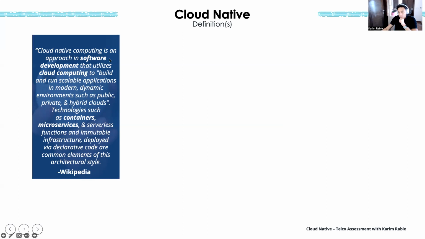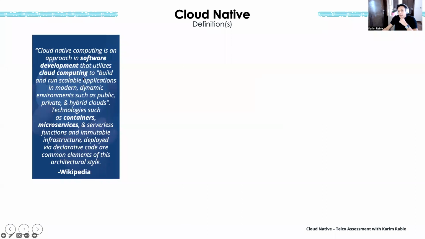From Wikipedia, cloud native computing is an approach in software development that utilizes cloud computing to build and run scalable applications in modern dynamic environments, such as public, private, and hybrid clouds. Let's stop here for a second and focus on these terms. Cloud native computing itself is an approach in software development. So it's a software centric technology, right? When someone says cloud native, we are talking about software applications, about software development. That's a main contributor to the concept of cloud native: you need to have a software centric environment, and you need to have some sort of software being developed.